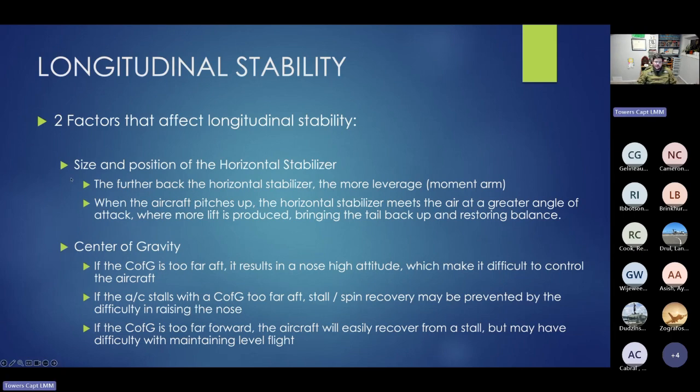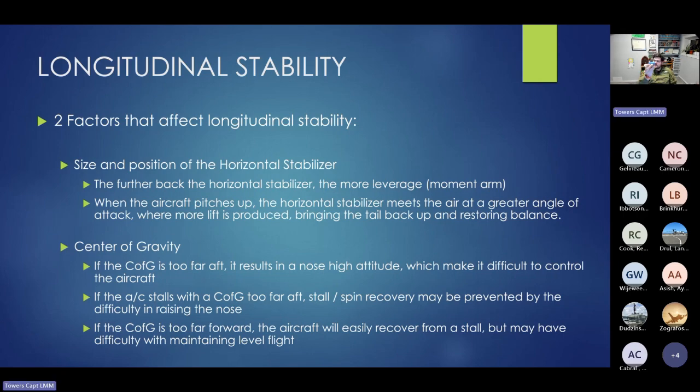And then the center of gravity is the other main factor that affects longitudinal stability. If the center of gravity is too far aft, it results in a nose-high attitude, which makes it difficult to control the aircraft. If the aircraft stalls with a center of gravity that's too far aft, stall and spin recovery may be prevented by the difficulty in raising the nose. And if the center of gravity is too far forward, the aircraft will easily recover from a stall, but may have difficulty maintaining level flight.